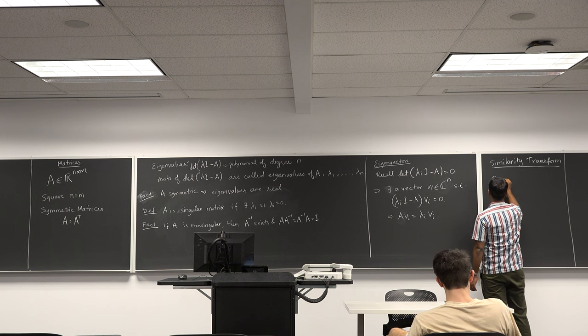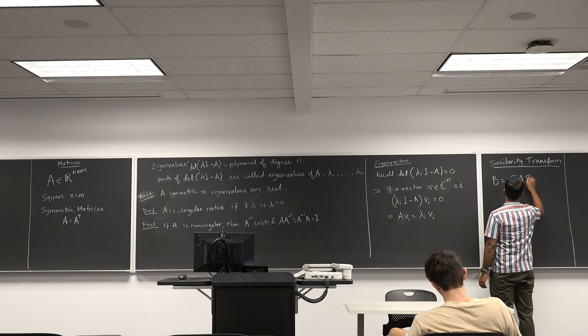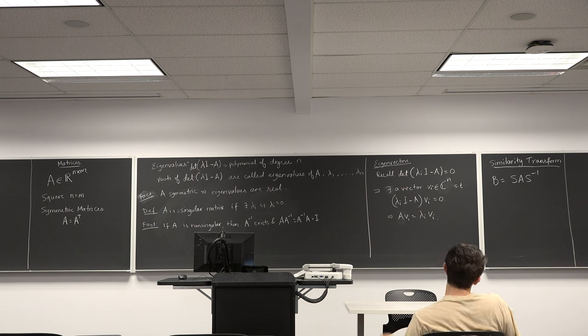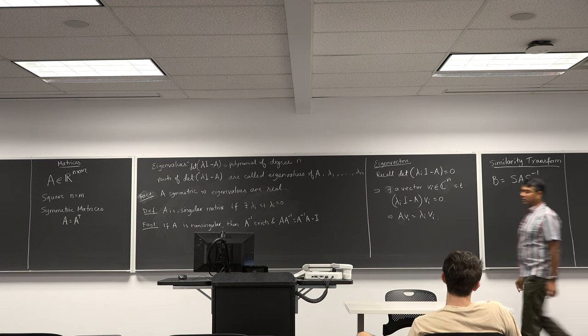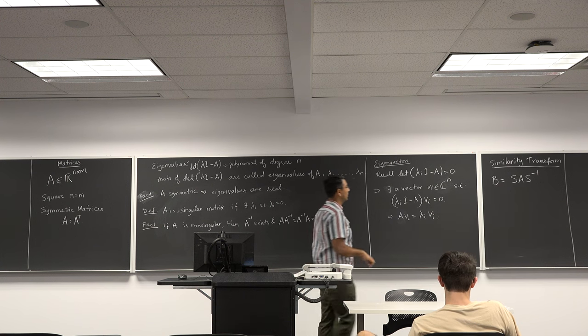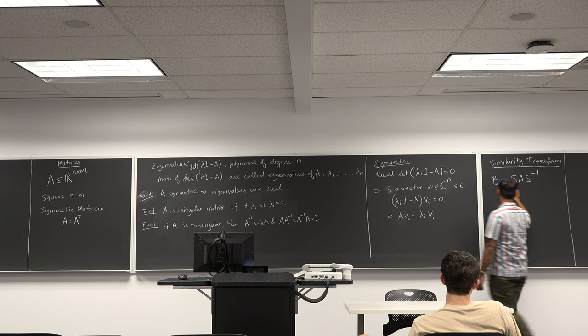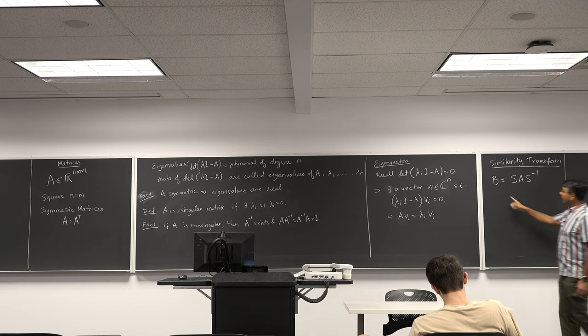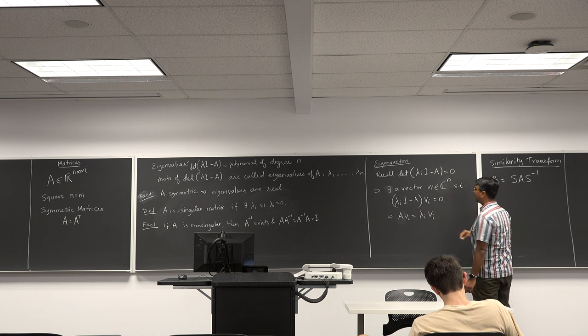So I can define a matrix B by this particular expression. Should I write SAS inverse or S inverse AS? SAS inverse, that's fine. S is any non-singular matrix of dimension n cross n. Then the eigenvalues of B will be the same as the eigenvalues of A.